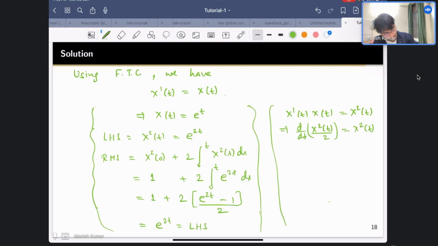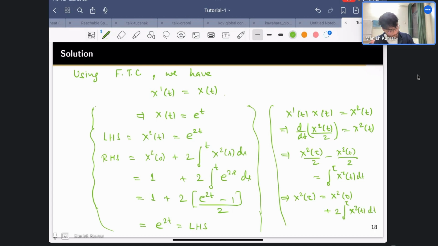Now you integrate with respect to t from 0 to tau, so you will get x squared of tau by 2 minus x squared of 0 by 2 is equal to the integral from 0 to tau of x squared of t dt, and then you got x squared of tau equal to x squared of 0 plus 2 times the integral from 0 to tau of x squared of t dt. Okay, and this is what you were required to prove. So either you solve it explicitly or this way.